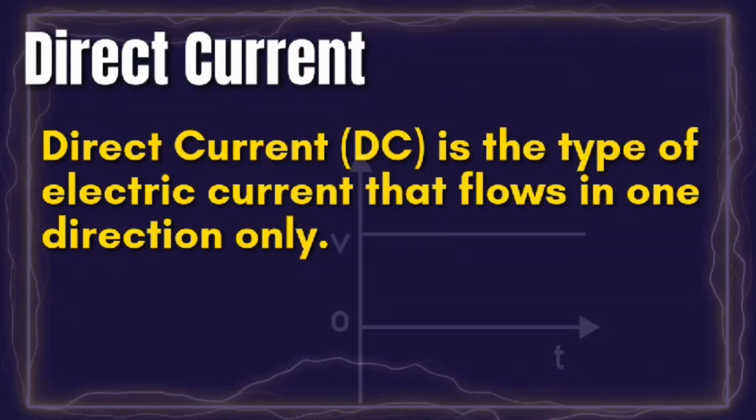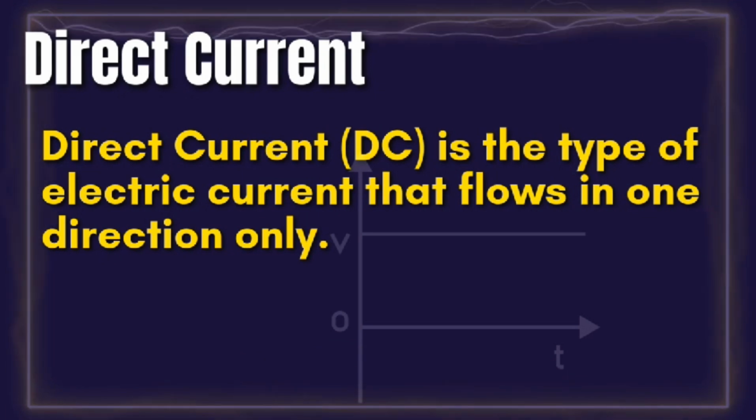Have you ever wondered why your phone charger works differently from the electricity that powers your home appliances? That's because of two types of electric current. The one is direct current and the other one is alternating current.